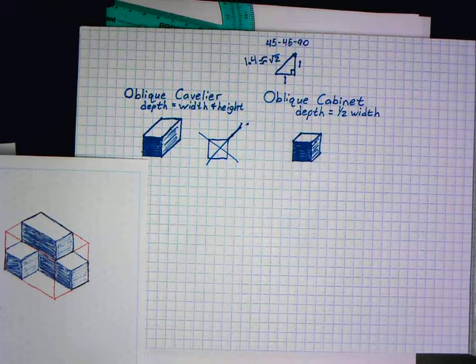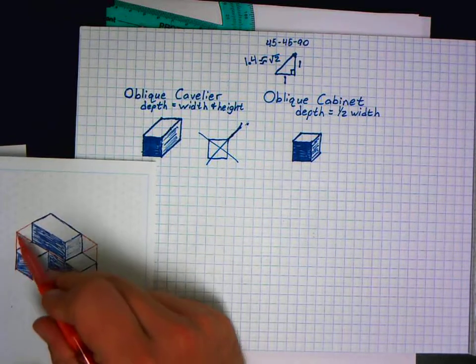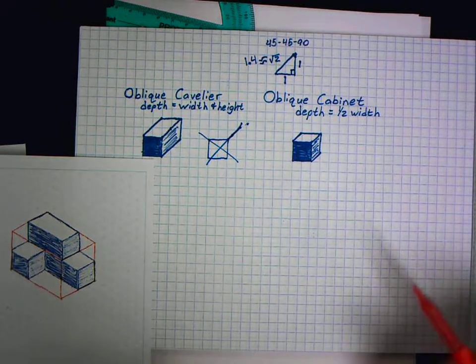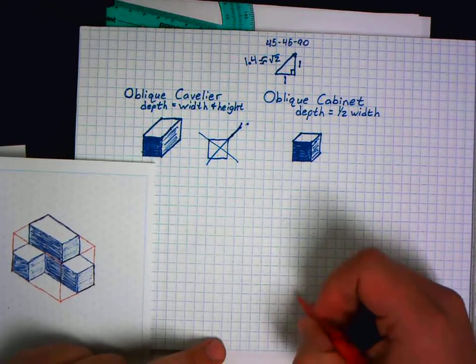Whenever we draw our box, it's usually easy to start with the front. So, what's the front of this box? How big? 2 blocks, 3 blocks. You always want to use multiples of 2. That way, whenever you do half of your depth, it works out.